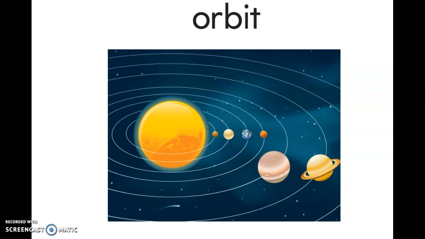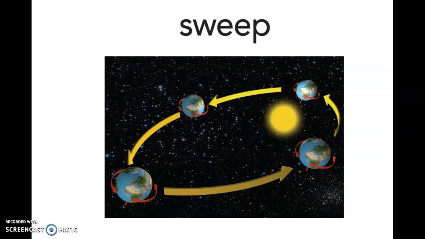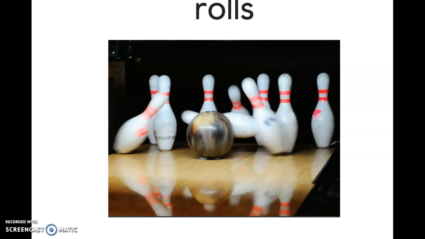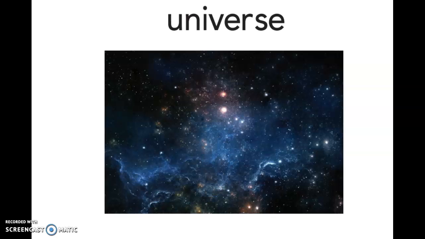Next is orbit. Orbit is when things orbit, they move around something in a circle. Sweep. The word sweep, if something moves in a sweep, it moves in a curved way. Rolls. When something rolls, it moves from one place or time to another, like the rolling ball. The next word is universe. The universe is everything in the world, like the earth, the planets, and the stars.